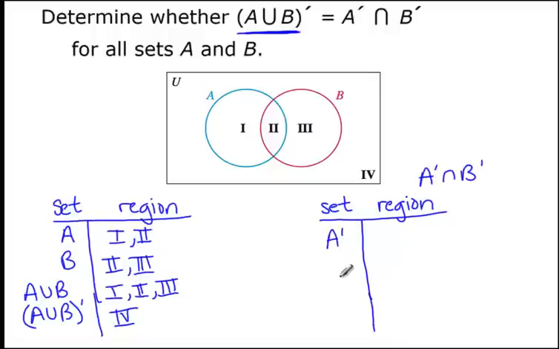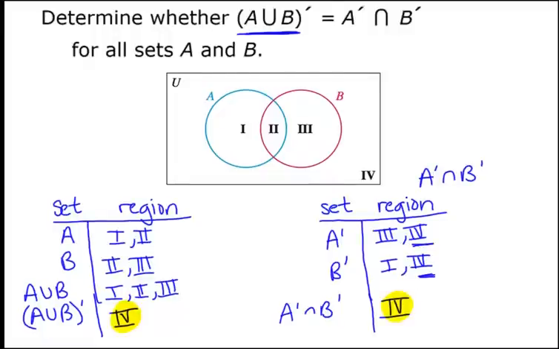So first, A complement. Now we've already discovered that A was regions 1 and 2. So A complement would be represented by regions 3 and 4. So then the intersection of those two sets, we would intersect A complement and B complement. What do they have in common? Looks like the only region that those have in common would be region 4.